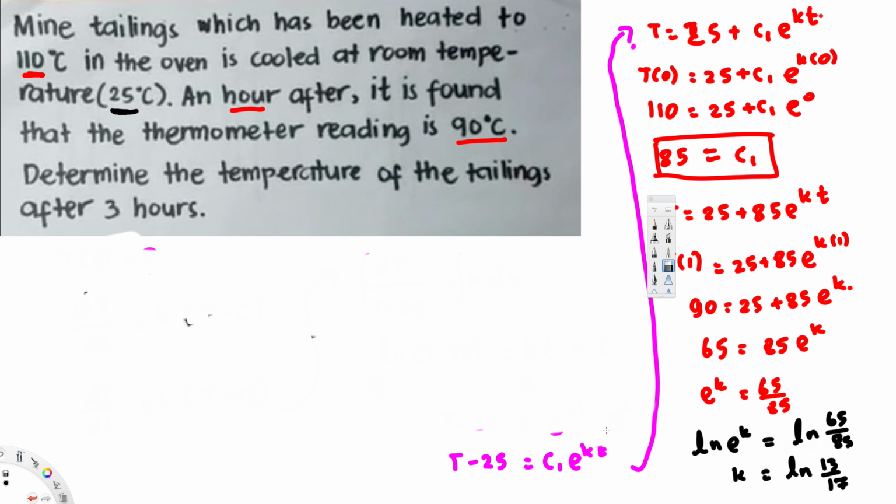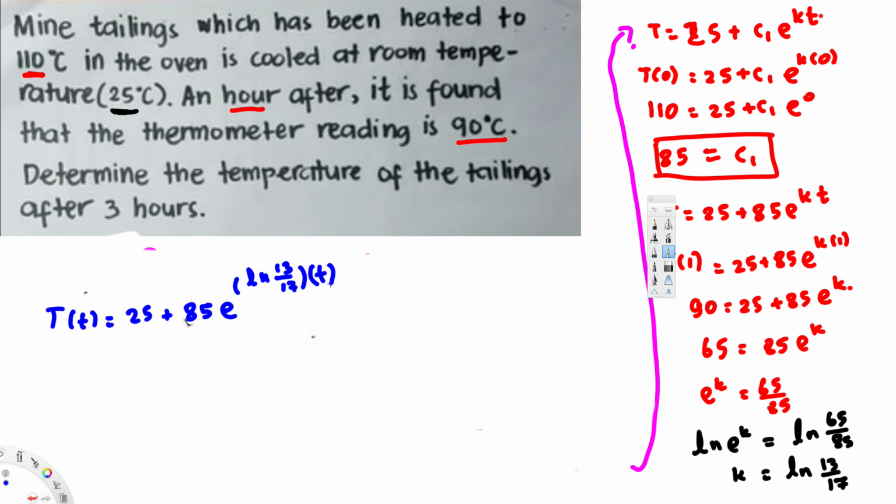Our new equation is going to be T, temperature at time t, is equal to 25 plus c1, which is 85, e power the k value, ln of 13 over 17, times t. Okay, now the main question here is to find the temperature after 3 hours. Okay, this is the purpose we derived this equation. Now let's go ahead and plug this one in this equation and find the temperature after 3 hours.